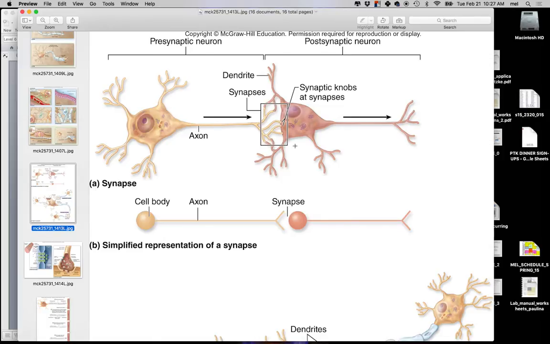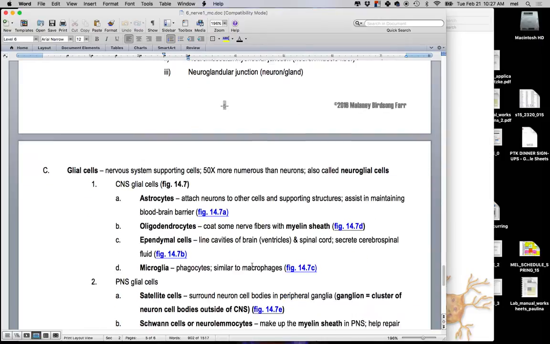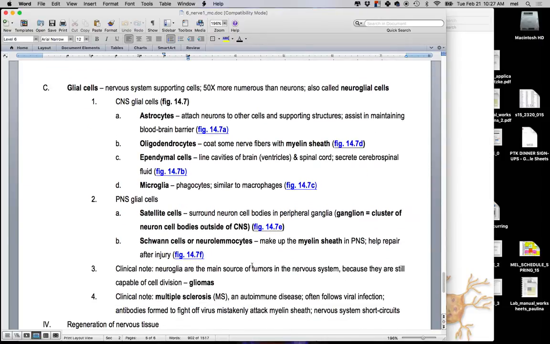When it's neuron to neuron, they usually call it a synapse. When it's neuron to muscle, they call it a neuromuscular junction. And when it's neuron to gland, they call it a neuroglandular junction. Good? But we won't deal with those much. We'll deal with them in phys. Okay, so that's quick and dirty about neurons.